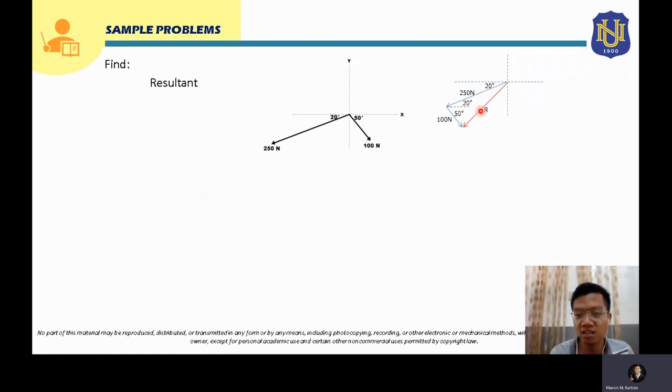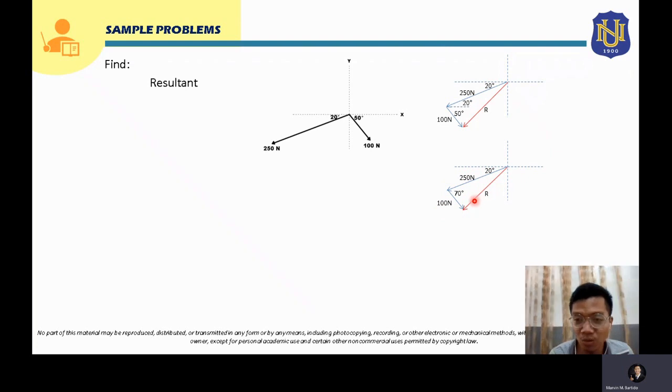Now we're going to analyze the triangle formed. If this is 20 degrees from the horizontal, then from this horizontal, this is also 20 degrees, right? And your 100 Newton is 50 degrees from the horizontal. So adding up 20 degrees and 50 degrees will be the value of the angle here. That will just be 20 degrees plus 50 degrees, so that will be 70 degrees. Now, from this triangle, we have side 250 Newton, this side which is 100 Newton, and this unknown side, which is R, the resultant, and we have here 70 degrees.